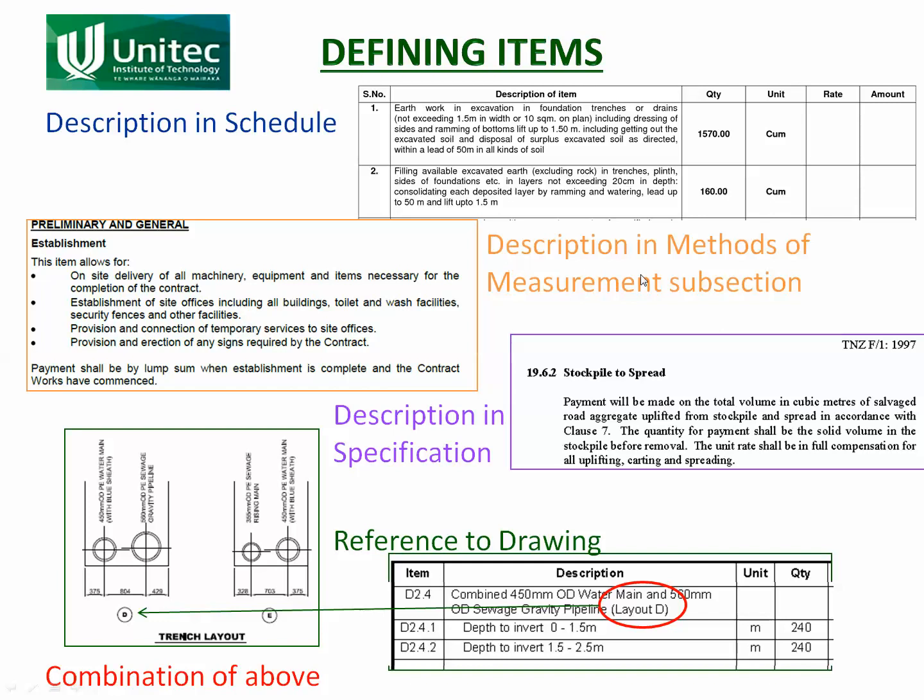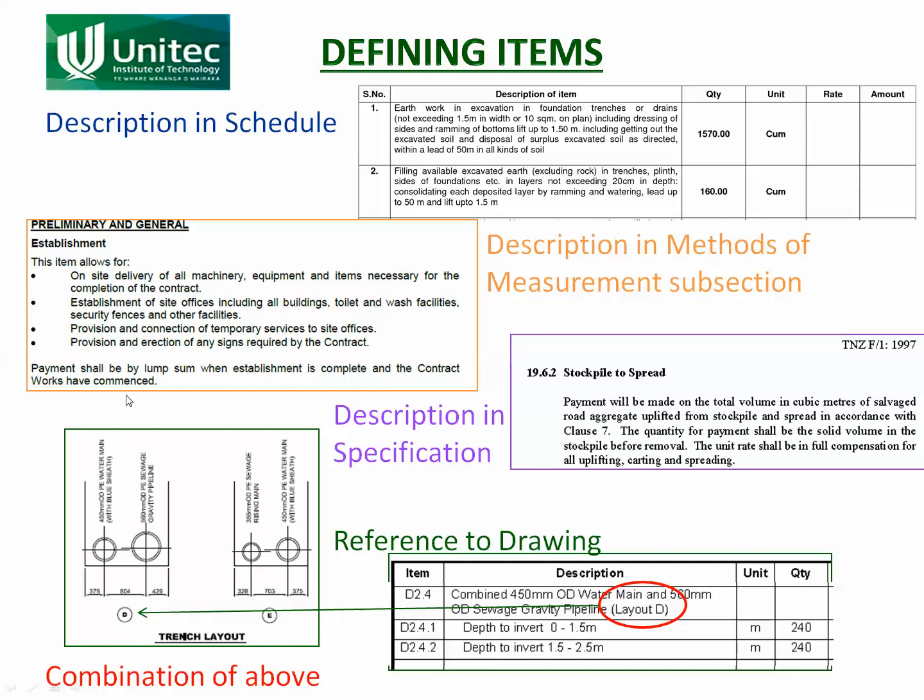The second way is description and methods of measurement subsection, which is what I prefer to use. If you look at the Jackman Avenue contract, you'll see that that's what is used in that one. In this instance, you have a totally separate section. So you have the schedule of prices table, and then you have another section which is called the methods of measurement and basis of payment subsection, and that provides a description. You can see this has a description of the preliminary general establishment. So this item allows for, and then it lists all those things, the on-site delivery, establishment, and so on. You'll notice that on the last sentence, payments shall be by lump sum when establishment is complete and the contract works are commenced. That is the basis of payment.